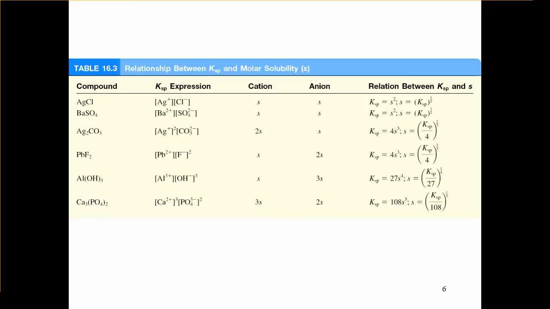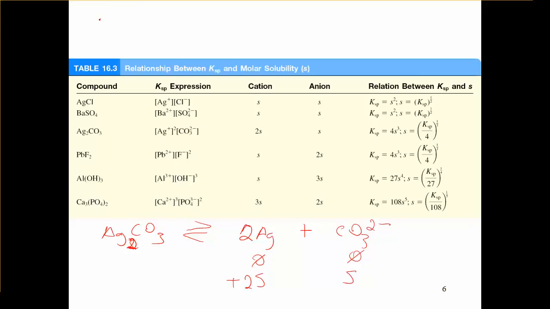So if I was doing an ICE table for silver carbonate, Ag2CO3 dissociates into 2Ag+ plus CO3 2-. This is at 0, this is at 0. What is this? Plus 2s, and this is just s, right?